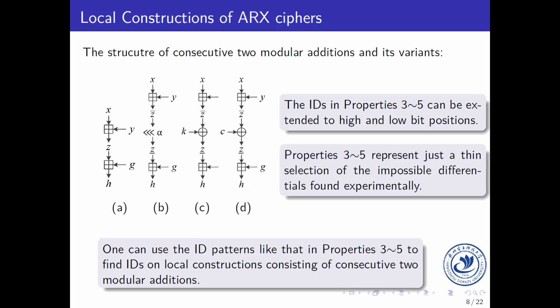We hope to apply these properties to ARX ciphers, and we found that there are 4 local constructions extracted from ARX ciphers, like in the picture: two consecutive modular additions, or a rotation in the middle, or XOR with a secret key or with a constant.